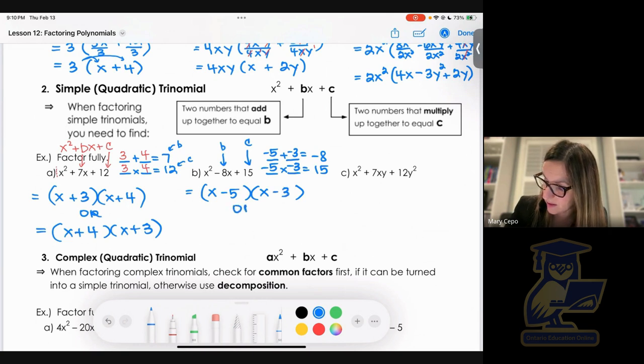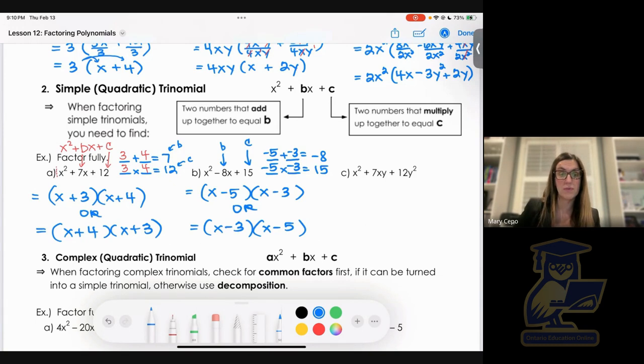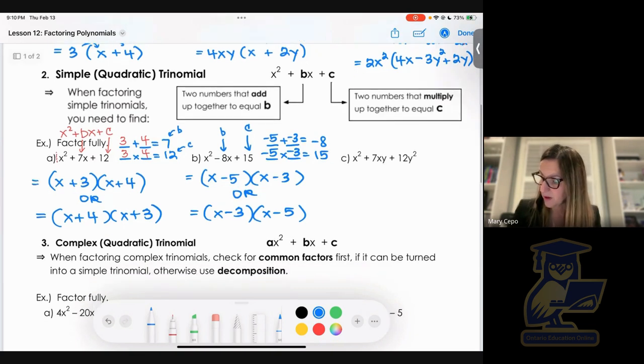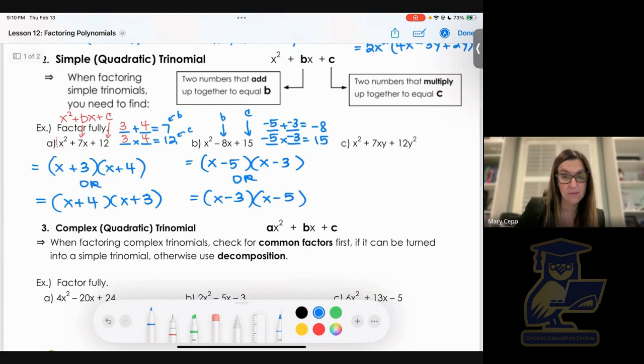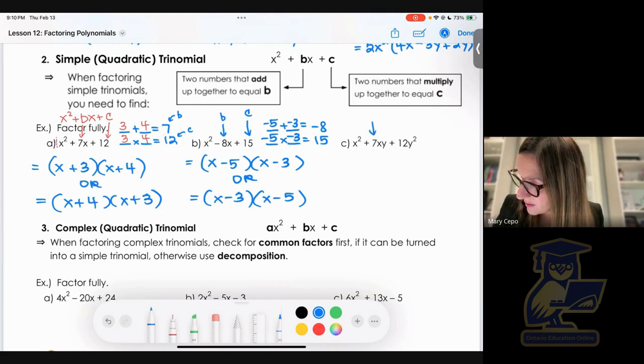Or again, like I said, the order doesn't matter because with any multiplication expression, it doesn't matter the order. The signs are critical. And again, the two numbers that we come up with must satisfy the sum and it must satisfy the product.